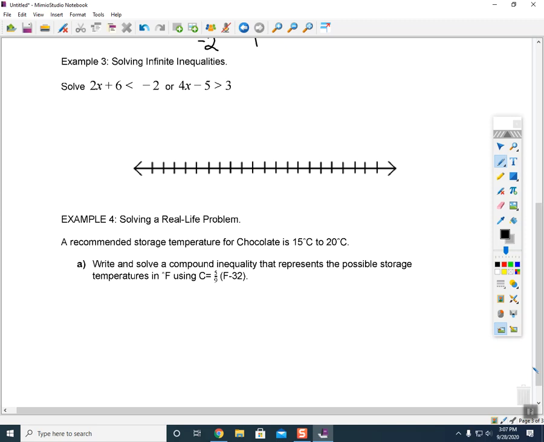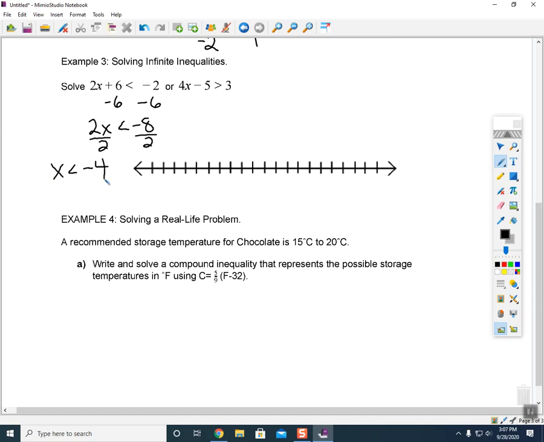So my first inequality is 2x plus 6 is less than -2. My first step is going to be to get rid of the 6, so I'm going to subtract 6 from both sides. Then I've got 2x is less than -8. I'm going to divide both sides by 2 to get x by itself. I'm left with x is less than -4.